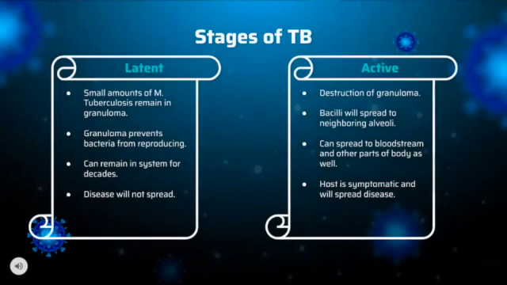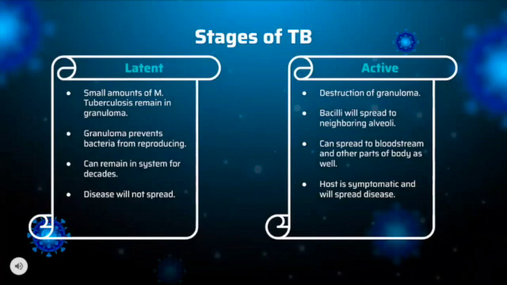There are two stages of TB. One is latent TB and two is active TB. People who have latent TB are not contagious and can live normal lives. This is because the bacteria residing inside the granuloma are prevented from reproducing, and it is mostly under control. The bacteria may remain in our system for decades, but can be reactivated if not treated.